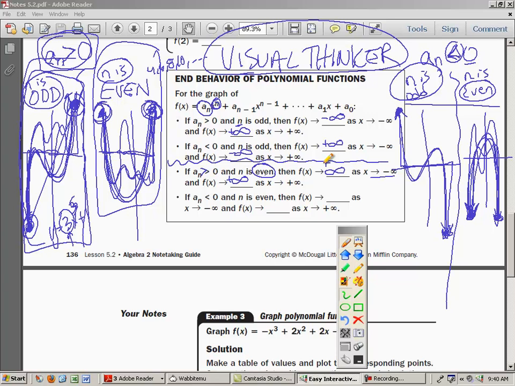And if a is less than 0 and n is even, then f of x goes to negative infinity as x goes to negative infinity, and it also goes to negative infinity as x goes to positive infinity. Again, that's this one right here. As x goes further left, the values of f of x are further down. As x goes further right, f of x goes further down.